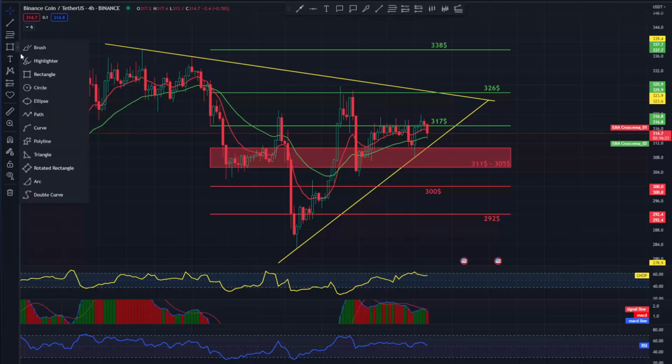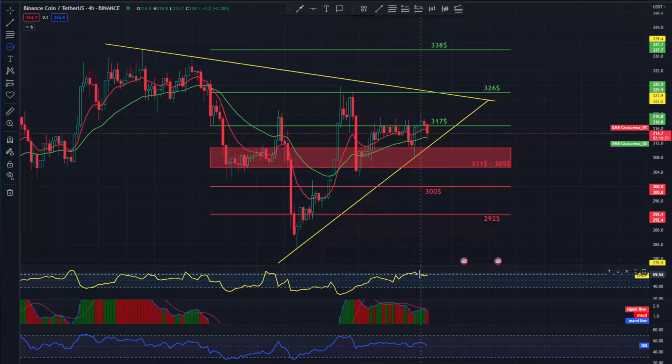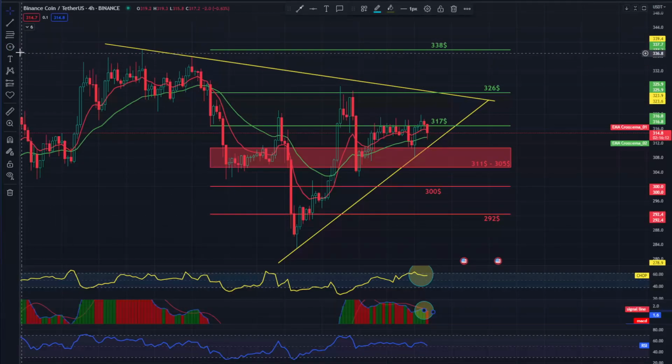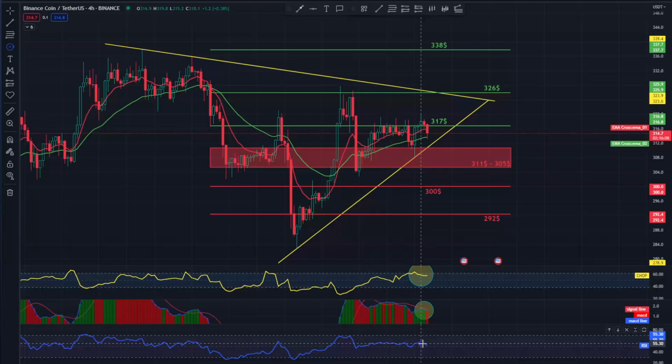Please look at the CHOP index, which indicates that we have a lot of energy for the upcoming move. MACD indicates that we are moving in a downtrend, while the RSI shows a rebound, which may positively affect the price increase.